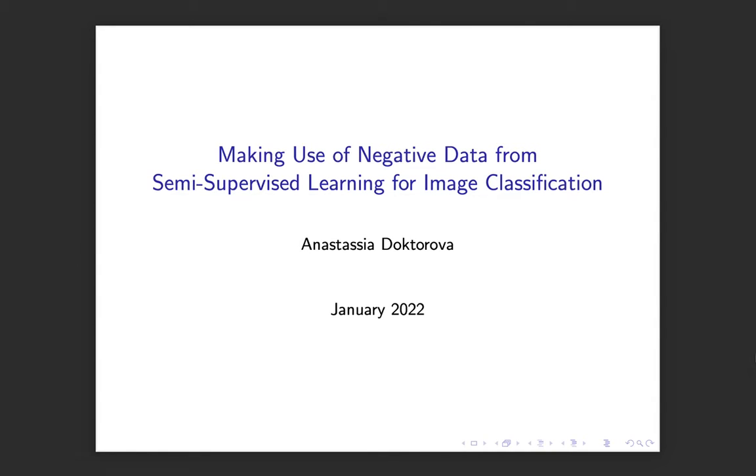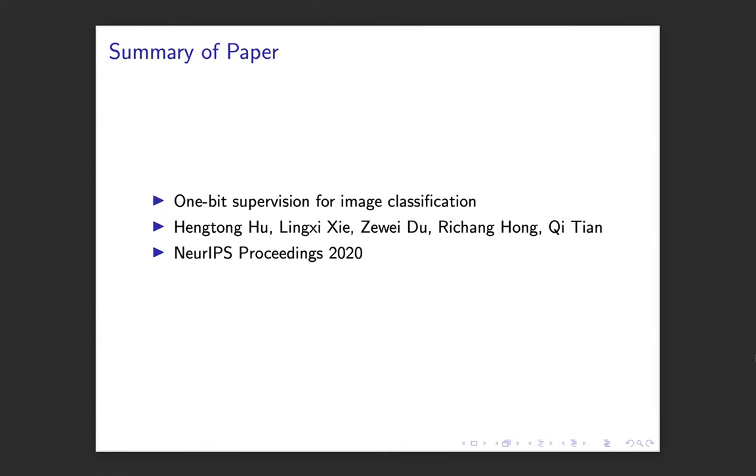Dr. Ovet, and I'll be talking about making use of negative data from semi-supervised learning for image classification. This project is based on a paper titled One-Bit Supervision for Image Classification by Hang-Tong Hu et al., and you can find it in NeurIPS Proceedings 2020.